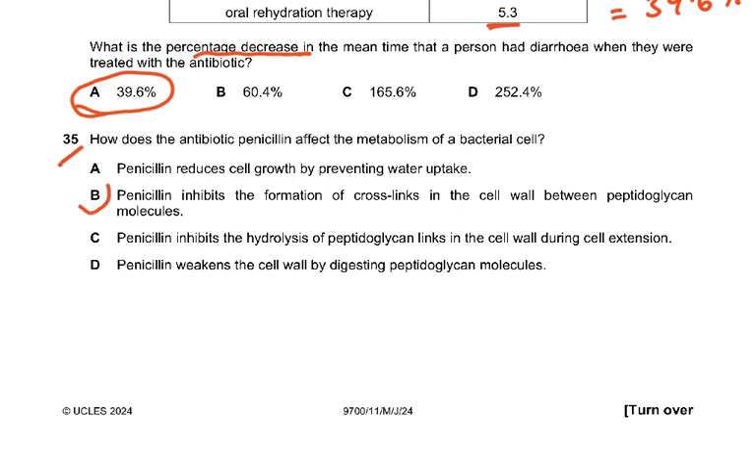Now the answer is B. Penicillin inhibits the formation of cross-links in the cell wall between peptidoglycan molecules. And that's a very factual thing. You must know it. Why penicillin, how does it work? It inhibits the cross-links in the cell wall between the peptidoglycan molecules.